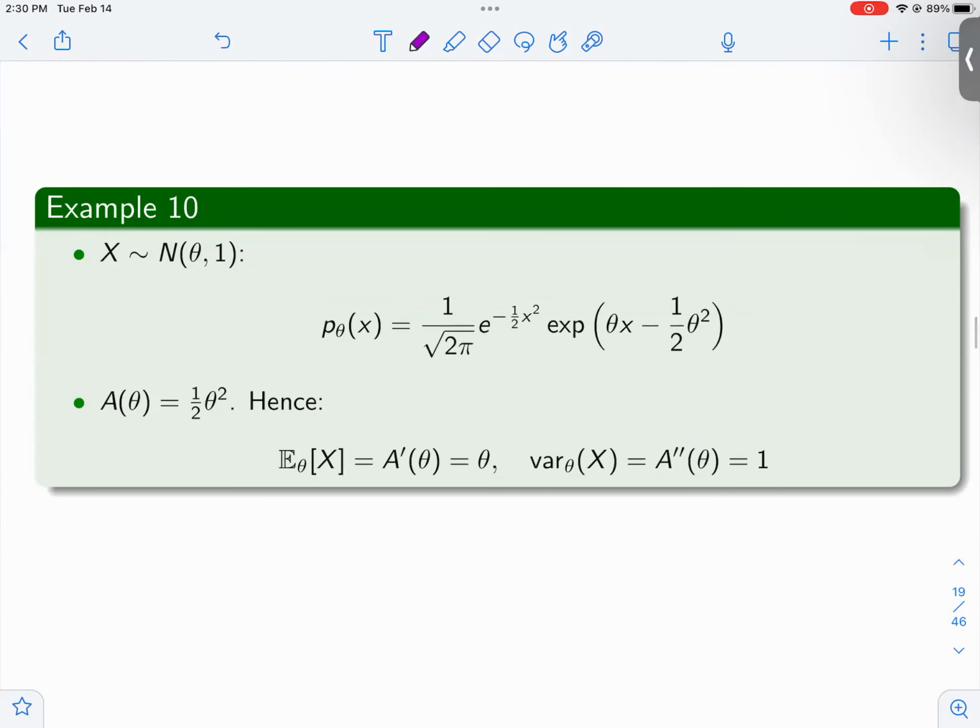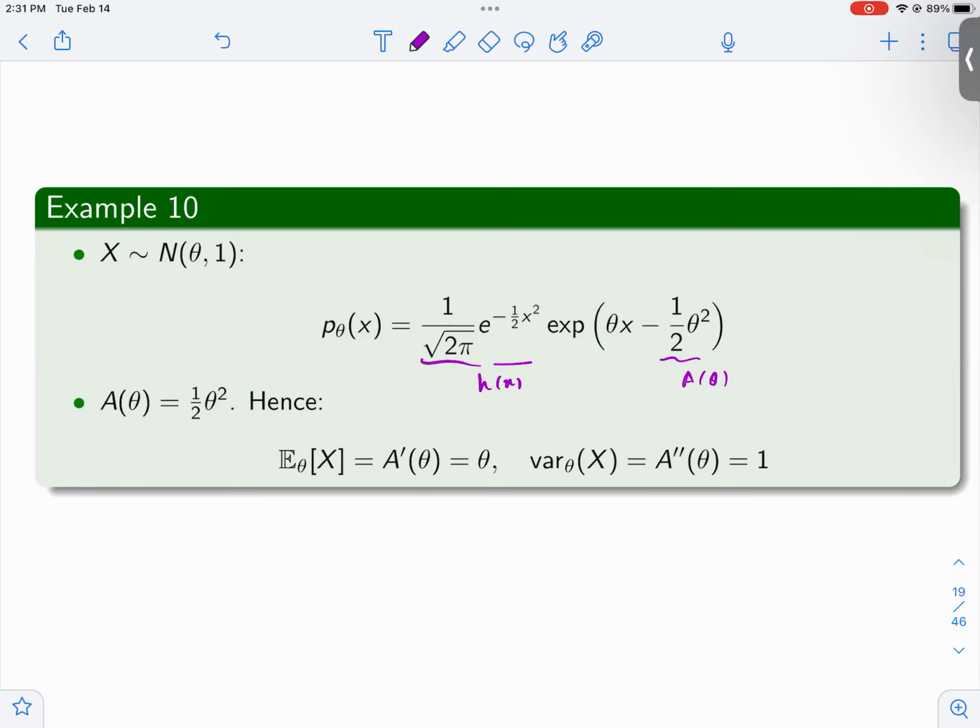So here's a simple example. We have a normal location family. This is the form of the density as a canonical exponential family. And you can identify a theta here, right? So this is a theta. That's my, let's say, h of x, if nu is the Lebesgue measure. The first derivative of A of theta is just theta. The second derivative is 1.